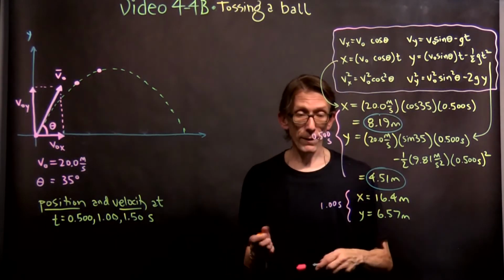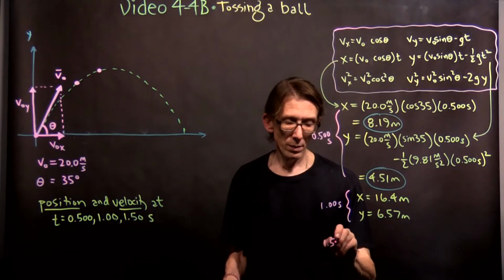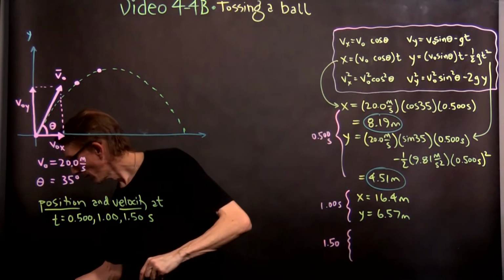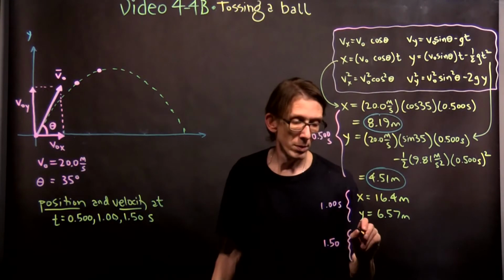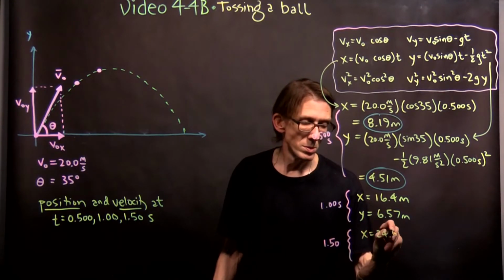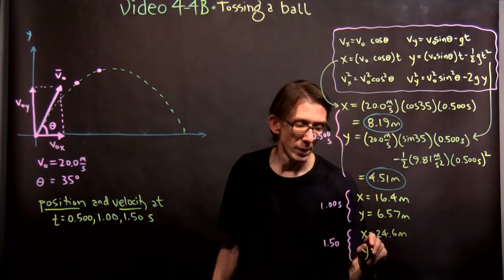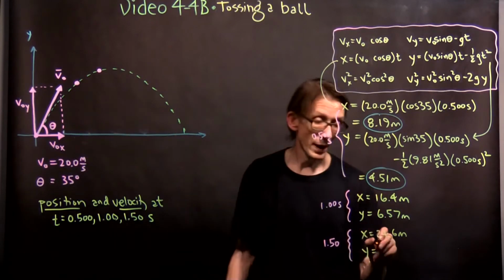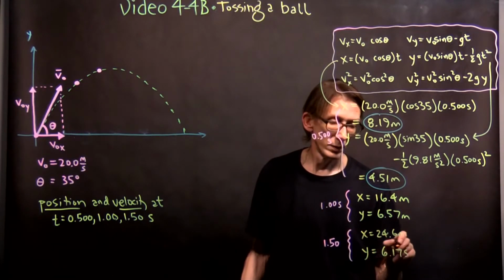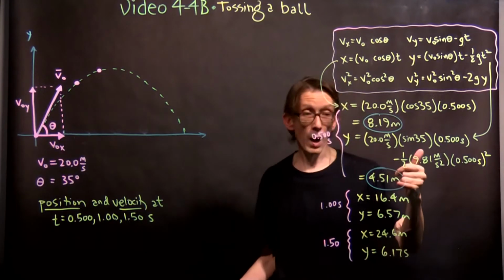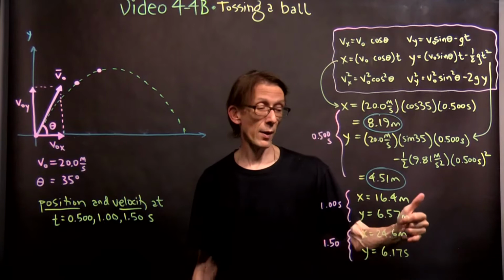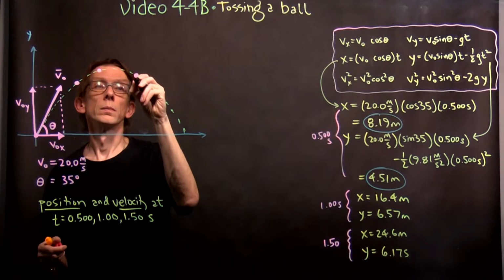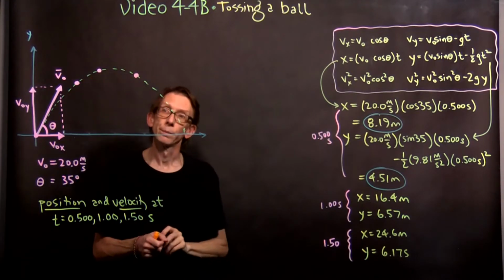And then finally at 1.5 seconds, we get a larger value of x. X is 24.6 meters. And y, after 1.50 seconds, has decreased to 6.17 meters. So y went up 4.51, 6.57, now it's coming down again. And that's not a big mystery. We're now like about, say, right here.